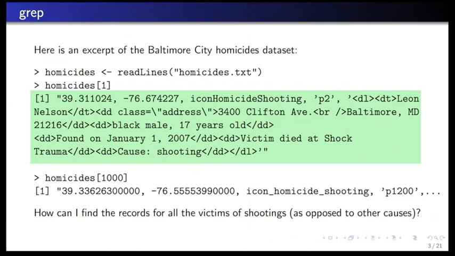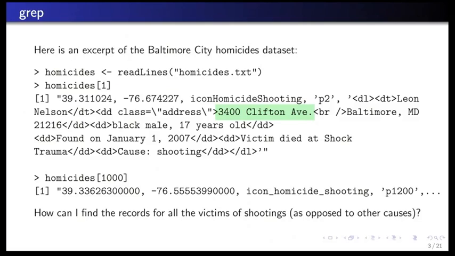So a couple things just to point out. First of all, there's a latitude and longitude for where the person was found. So you get street addresses here, like 3400 Clifton Avenue. That's the street address. But you don't have to geocode the address because the address has already been geocoded for you. So you get the latitude and longitude of where that person was found.